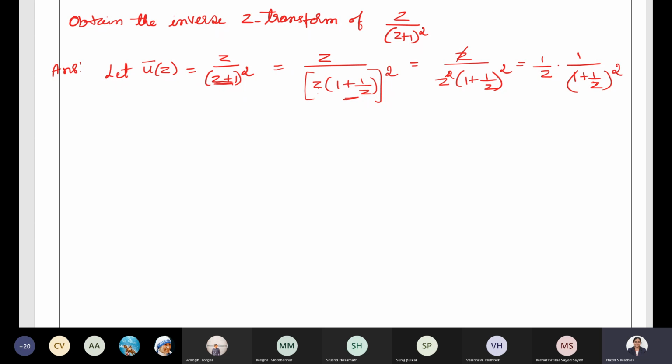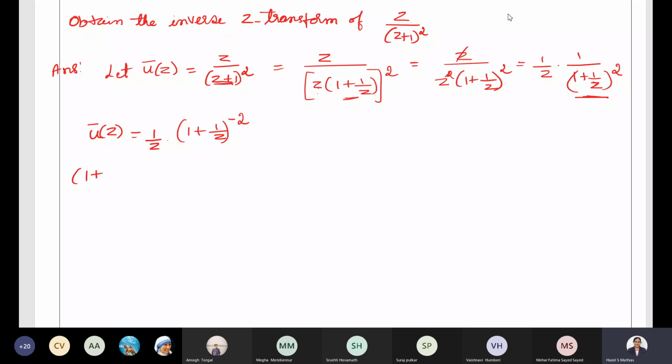Is it clear to everybody? Yes, ma'am. Okay. Now, next step, we shall take u bar of z as 1 divided by z into, whatever is there in the denominator, take it to the numerator. When you take it to the numerator, it will be 1 plus 1 by z power minus 2. Am I correct? Yes, ma'am.